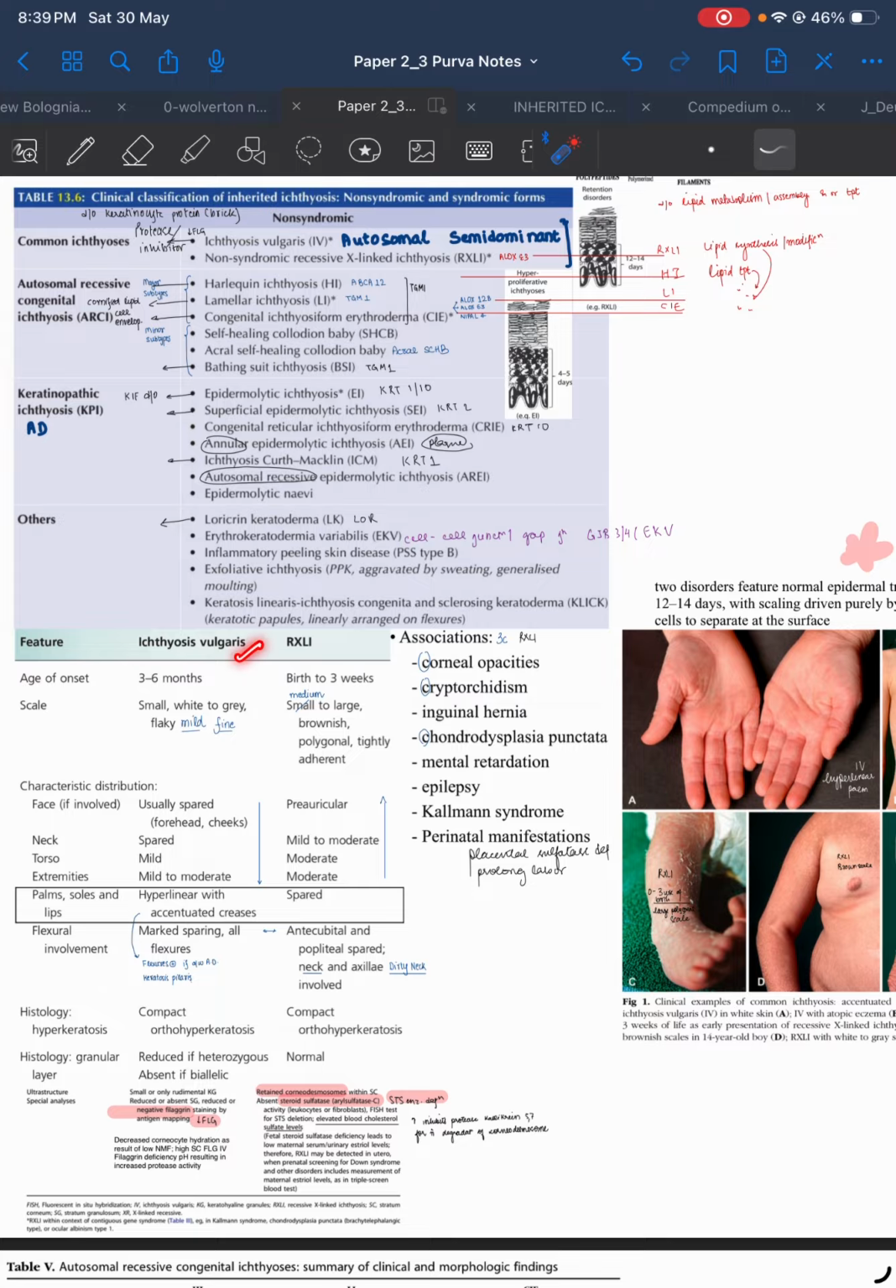Ichthyosis vulgaris is due to mutation in the filaggrin gene, and filaggrin mutation causes corneocyte dehydration and then an increase in pH, and then protease activity is altered, leading to retention of the scale. However, in RXLI there is mutation of the enzyme STS, which leads to an increase in proteases like kallikrein 5 and 7, which are required for the corneodesmosome. So the corneodesmosome is not proteolyzed, leading to increased retention.